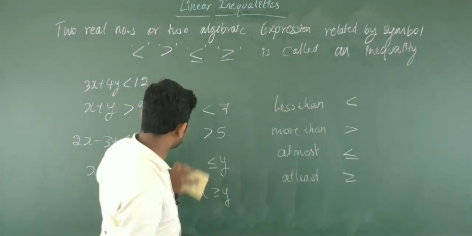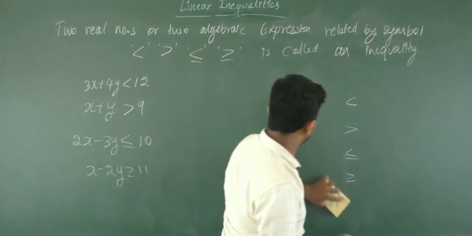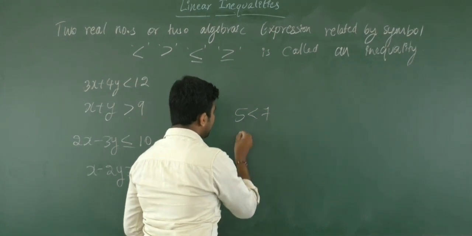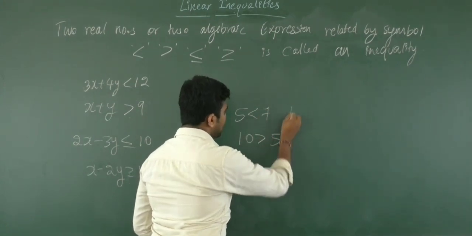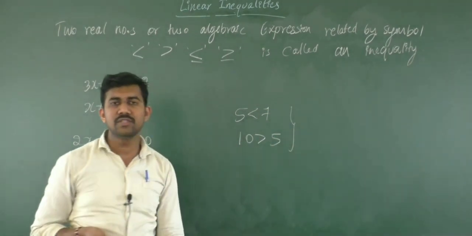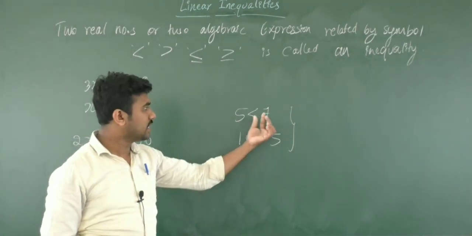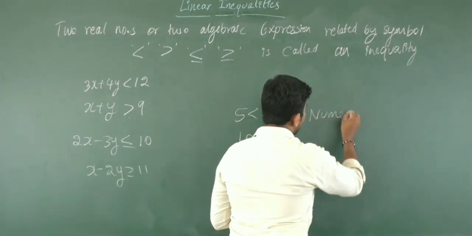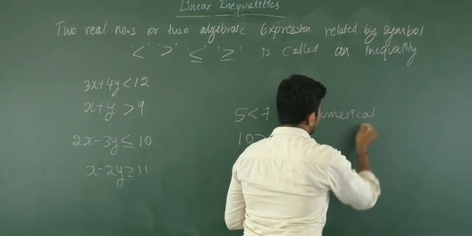Now in the first two examples you can observe that 5 is less than 7, 10 is greater than 5. In these two examples we used only numbers, and such type of inequality is called a numerical inequality.